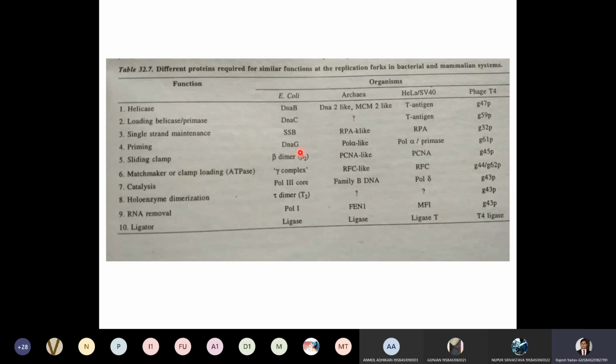Next is the priming protein. Priming means primer formation. DNA G protein forms the RNA primer. So in E. coli, DNA G protein or RNA primase enzyme forms the primer, while in the archaea polymerase alpha-like forms the primer, and in the HeLa polymerase alpha or primase, while in the phage the G61P protein.